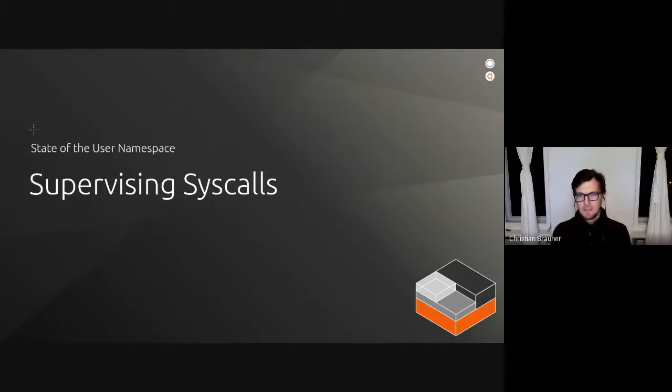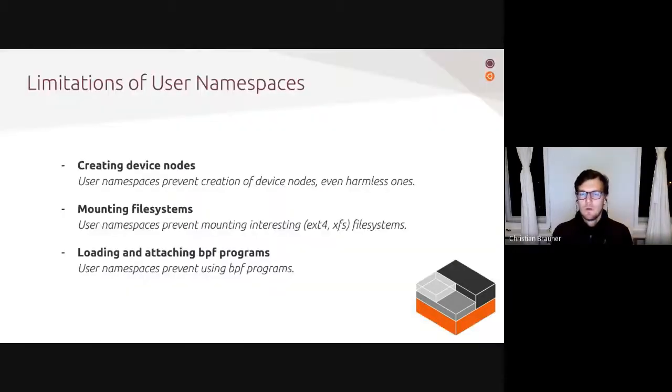Ideally. Yep. Supervising syscalls. This is something where we have also been spending quite some time to get around the limitations of user namespaces while also doing this in a safe way, essentially. So let's briefly look at a few limitations of user namespaces. Two of the most obvious ones are creating device nodes and mounting file systems.